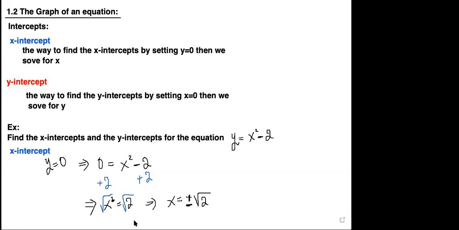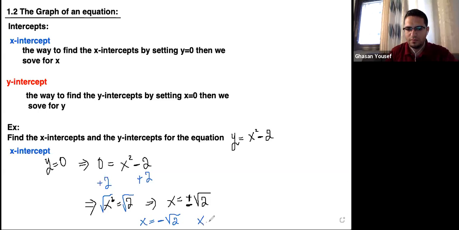Yeah, the first intercept will be at negative square root of 2, comma. And positive what? Square root of 2. Exactly, positive square root of 2. So actually I get two x-intercepts. The first one is x equals the positive square root of 2, and the second one is x equals the negative square root of 2. So actually I get two x-intercepts for this example.